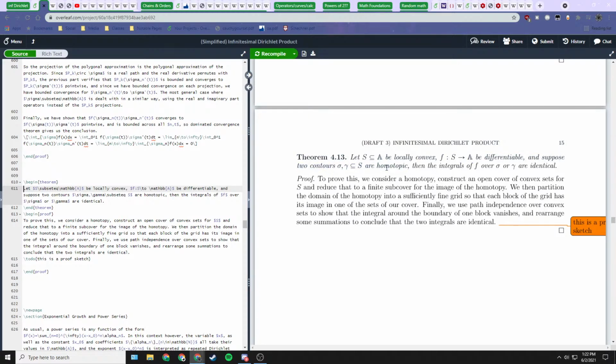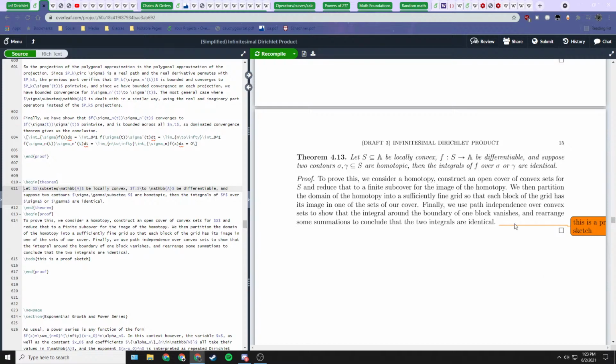We'll get into that in a second if you're not super familiar with homotopy. But they're homotopic curves, which means they can be continuously deformed into one another. If we have these two contours, which are homotopic, then the theorem asserts the integrals of f over either of these paths, sigma or gamma, are identical. So if we have two paths and we can continuously deform one into the other, then the integral is the same.